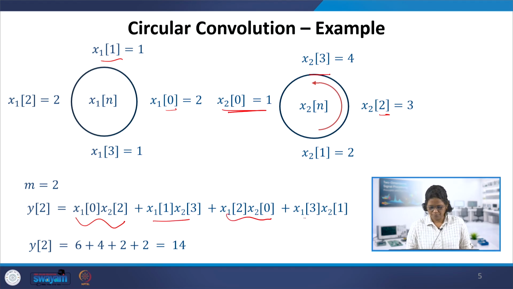So this is 1, and similarly x1 3 and x2 1. So this is the fourth one. So we add them all together, and this is yielding 14 again.